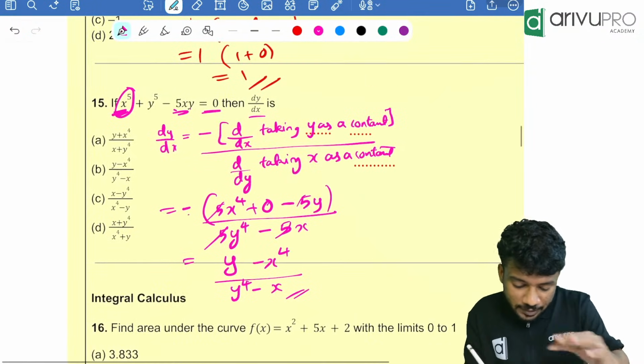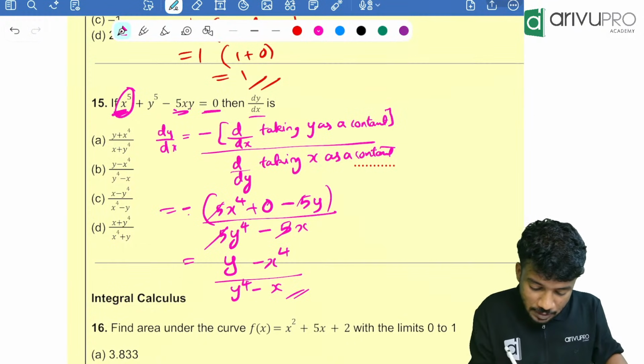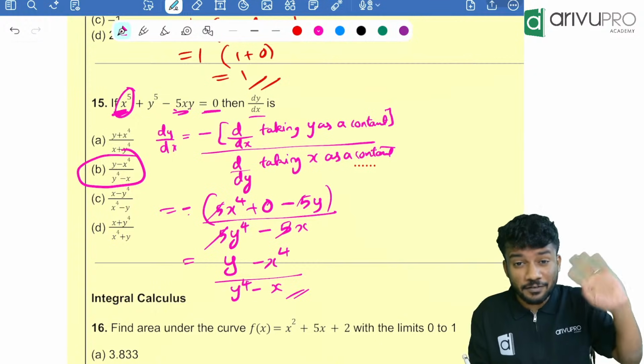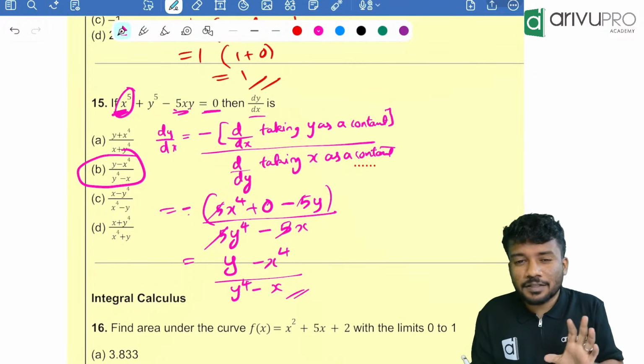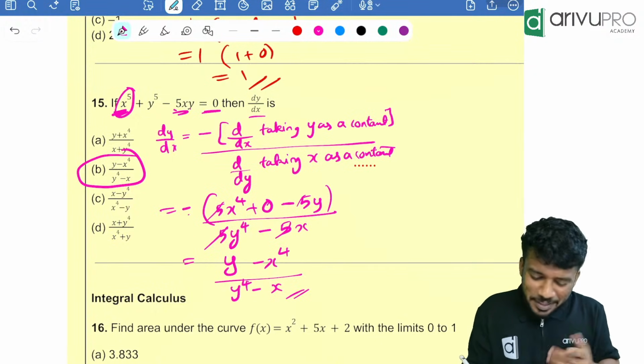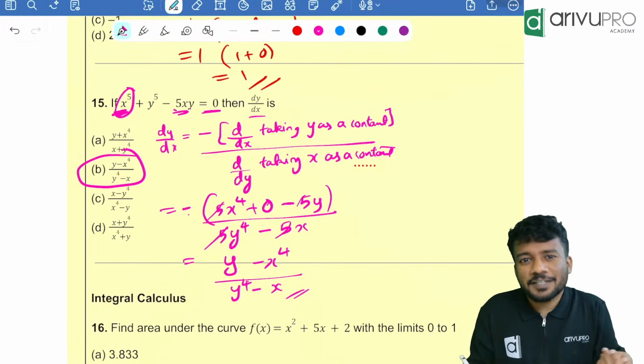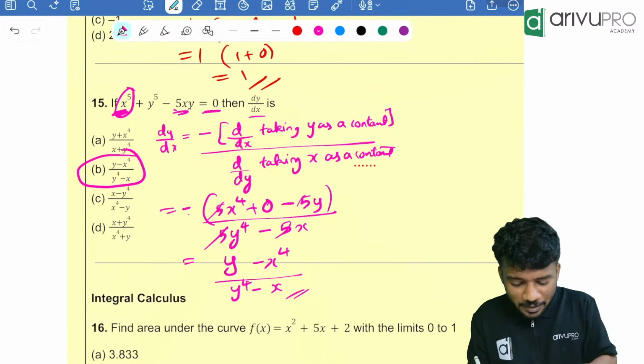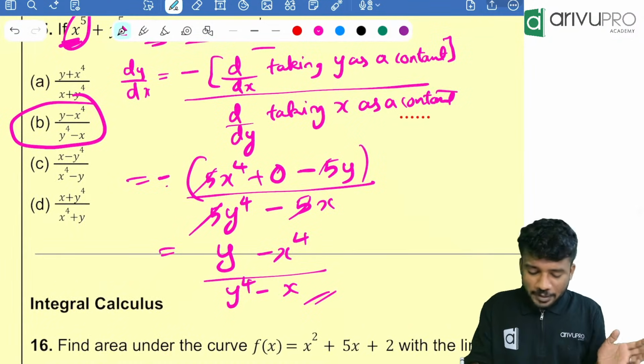Which option is the right answer? Option B is the right answer. Actually, in this examination there were 2 right options. I changed the option over here, because we are solving the question, right? Certain questions can be easily corrected. This is one such question. That's why I corrected the option. So this option is the correct one. Got it? Understood the method?